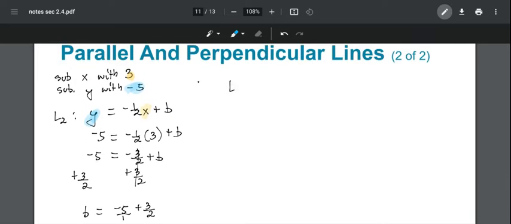Line 2, y equal negative 1/2 x plus b, which is minus 7 over 2. So this is the equation of the line, which is parallel to the given line in a slope-intercept form.